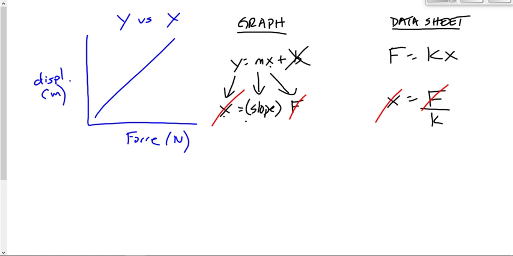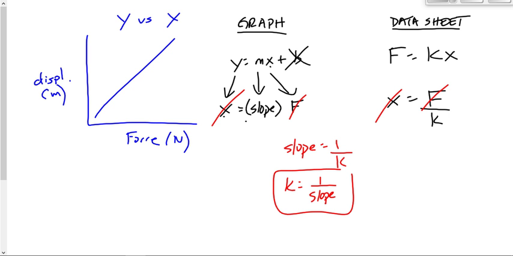What are we left with on the left-hand side? Slope. What are we left with on the right-hand side? No, not k. 1 over k. Right? K's on the bottom, so it would be 1 over k that we're left with. Therefore, the spring constant k is equal to 1 over the slope if I rearrange that.